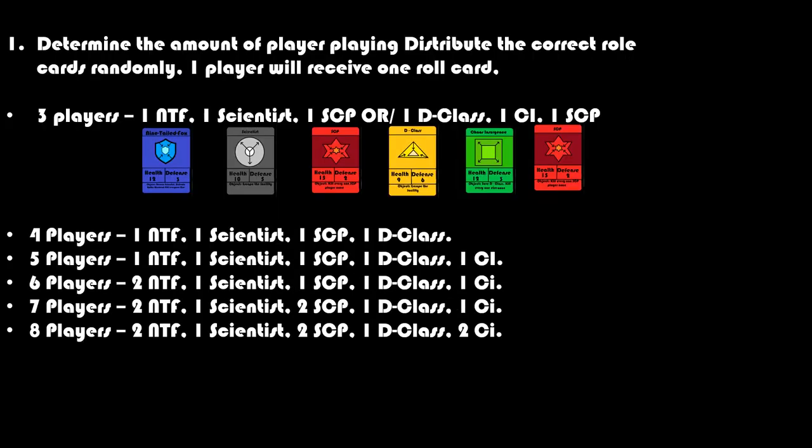To set up SCP, the board game, you will determine the number of players playing. Distribute the correct role cards randomly. One player will receive one role card. Three players: one Nine-Tailed Fox, one Scientist, and one SCP. Or you can choose to do one D-Class, one Chaos Insurgent, and one SCP.